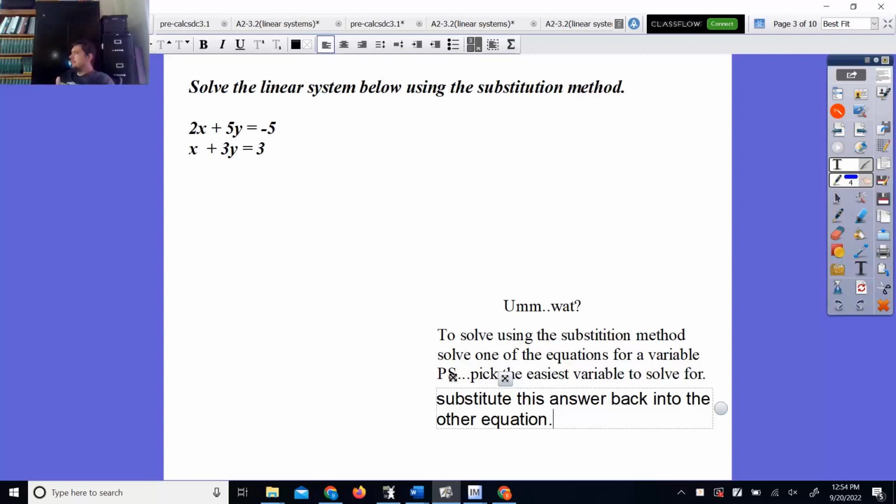Avoid fractions. What could you solve the second equation for that wouldn't have fractions? Solve that thing for x. That's what I would do. So we're going to solve x plus 3y equals 3 for x. That's a one-step thing. What do you want to do with your 3y? Just move it.